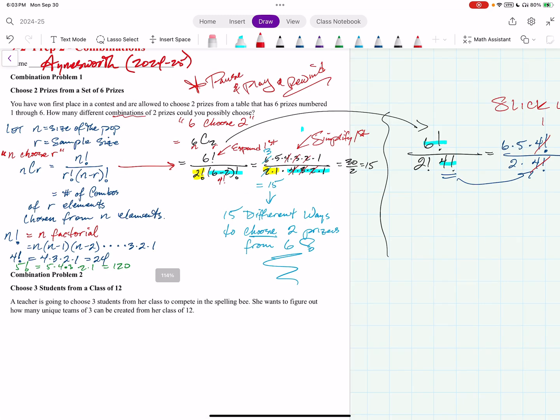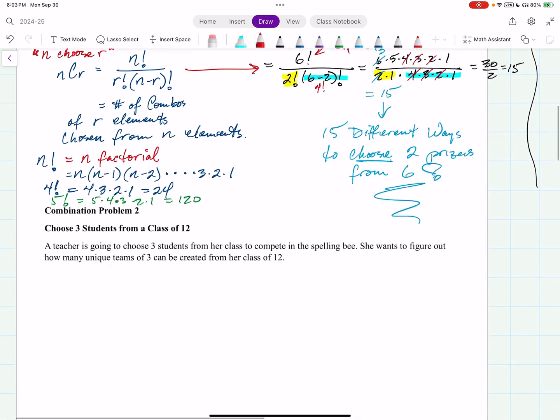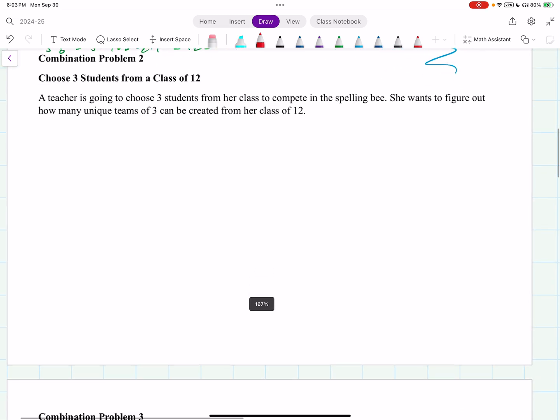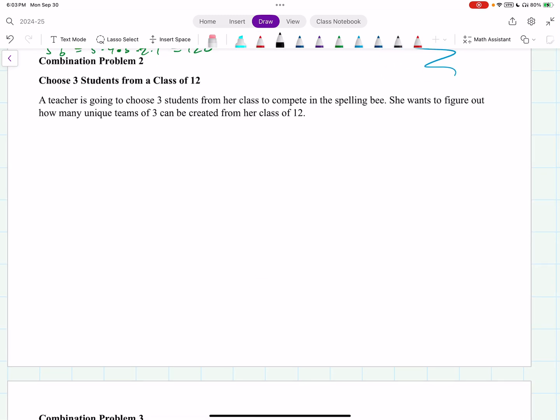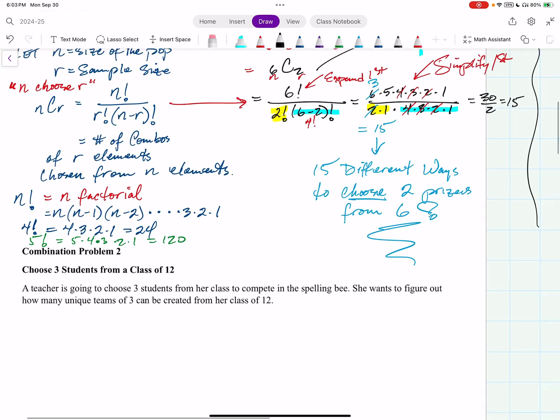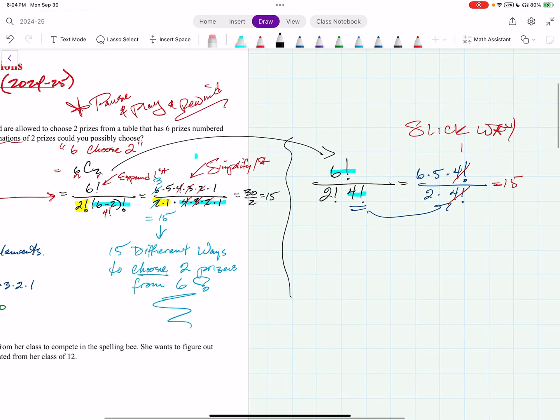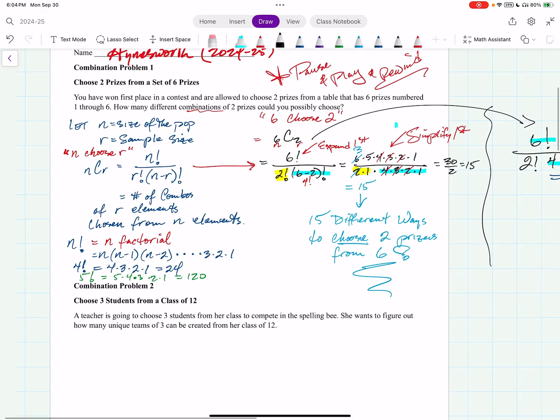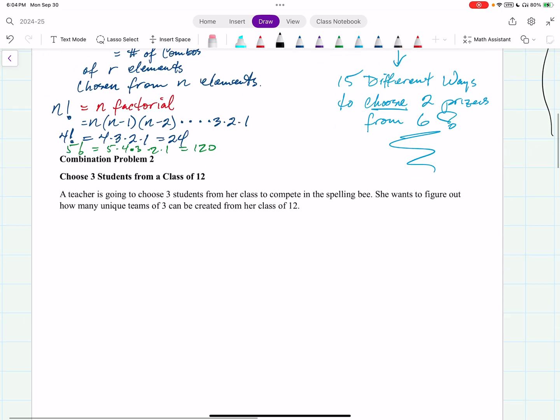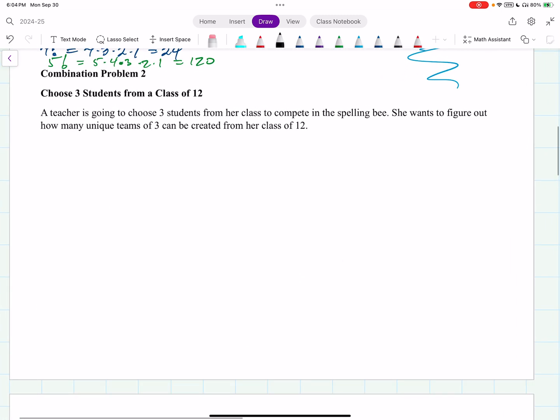Now let's get some practice. Let's go to the next one, problem number 2. And again, pause, play, rewind. If I went too fast in this previous part, rewind and watch it again, because the mathematics is actually not that hard, but I may go too fast. Now here's a second problem. We're going to choose 3 students from a class of 12. 12 kids, that is, or 12 students.